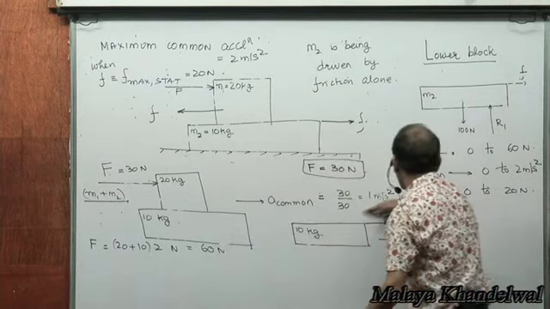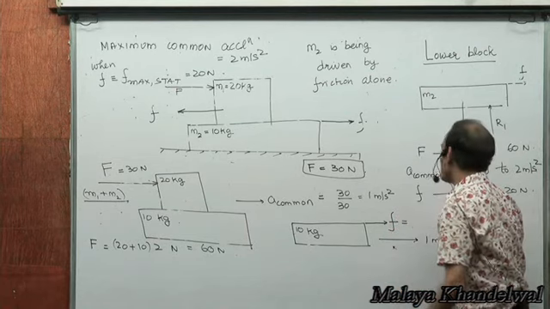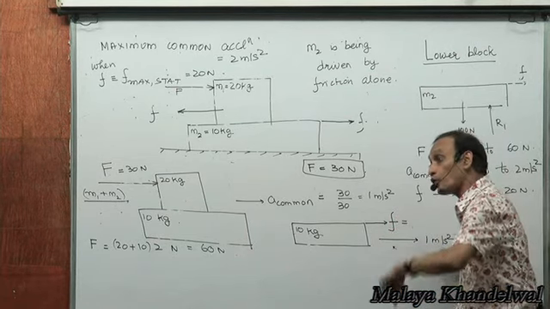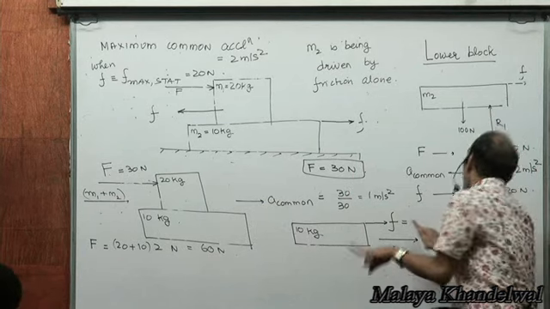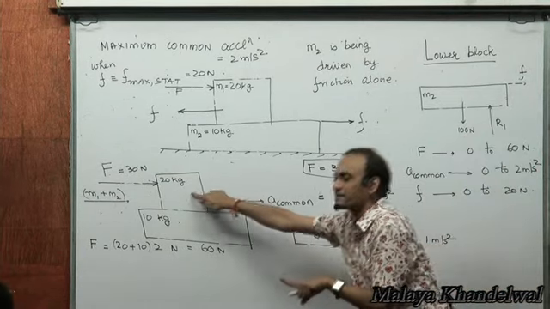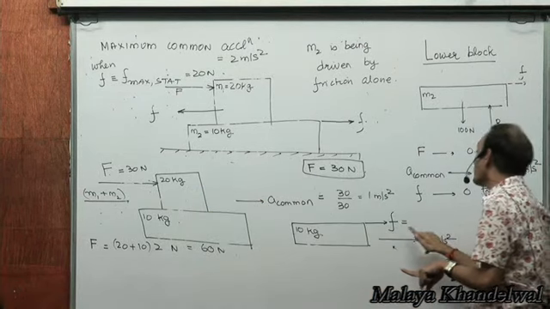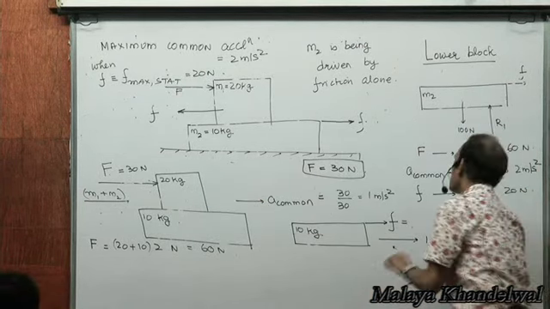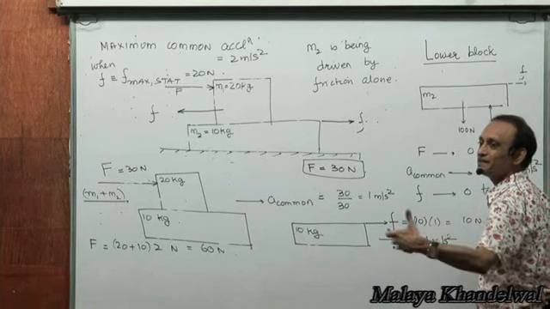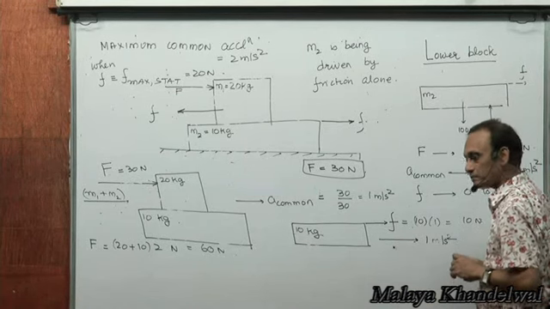Now I look at the lower body alone. Just because I am looking at the lower body alone doesn't mean it will have a different acceleration. Its acceleration will still be 1 meter per second squared. But it is important to understand what causes the lower block to accelerate. It's the frictional force that the upper block exerts on the lower block. So how much should friction be so that the lower block has the same acceleration of 1 meter per second squared as the upper block? Friction should be mass into acceleration, which is 10 into 1, 10 newtons. We expected that to be less than 20 newtons because static conditions were prevalent.